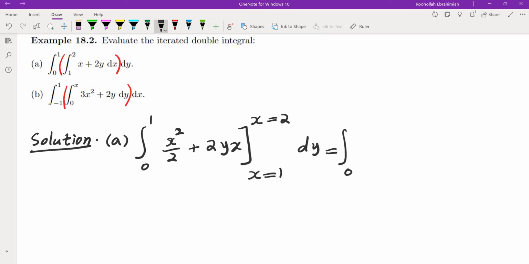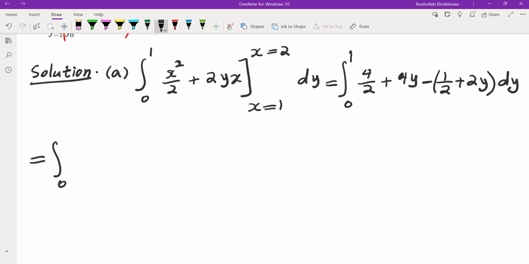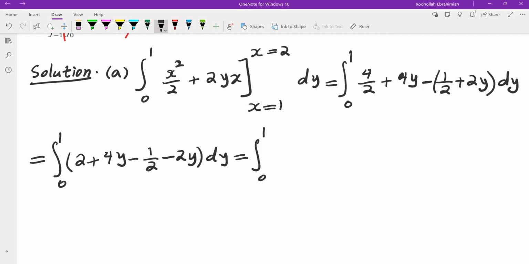So we get the integral from 0 to 1. When we plug in 2 for x, we get 4 over 2 plus 4y, minus, then we plug in x equals 1, we get 1 half, and then 2y, and dy. So that's the integral from 0 to 1 of 4 over 2, that's 2, plus 4y minus a half minus 2y dy. This would be the integral from 0 to 1. We would get 2y from these two plus 3 halves dy.